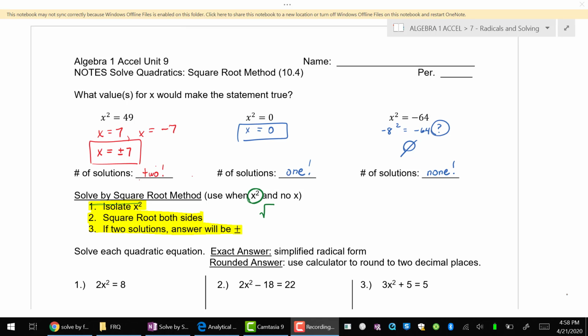What do we do to equations in mathematics? We solve them. But what do we do if there's a variable that is being squared, like x squared equals 49, or x squared equals 0, or x squared equals negative 64?